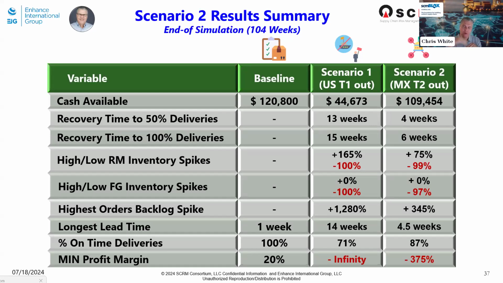Same with finished goods. We never have a spike above, and we dip. We saw that dip, but again, does not get to zero. The highest orders backlog, because all of that is not as bad, we're only 345% above the initial number, so that's not too bad. Our longest lead time is 4.5 weeks. We're able to deliver 87% on time, and our minimum profit margin is negative 375%. That doesn't mean we stay there. That means at some point, based on the cost of raw materials, what we're delivering, all that, we hit that. So it's bad, but not as bad as the Tier 1.